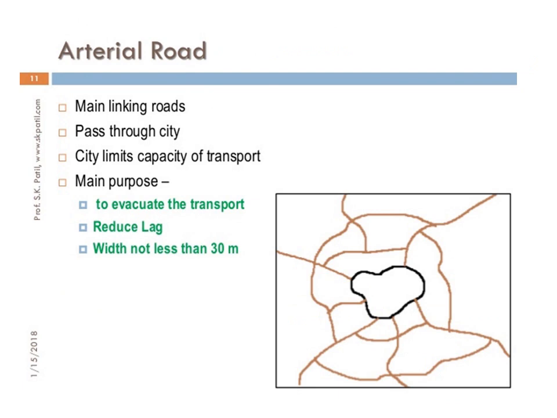So in this slide we are going to see what the RTL road is. It is a road which links the main road passing through the city, where the city limits have capacity of transport. The main purpose of the RTL road is to evacuate the transport and reduce the time lag, and the width is not less than 30 meters.